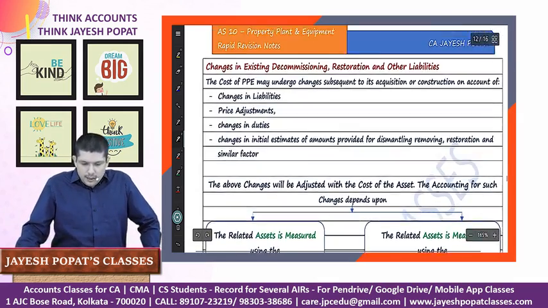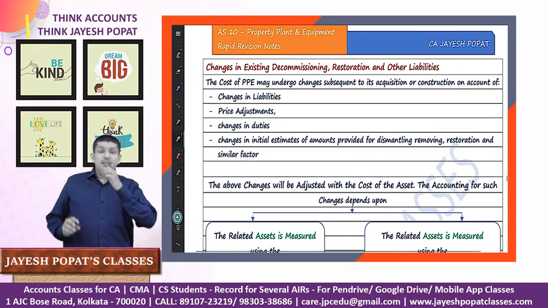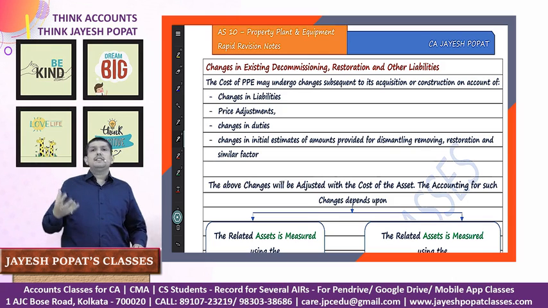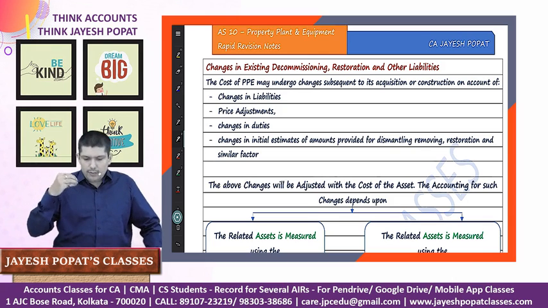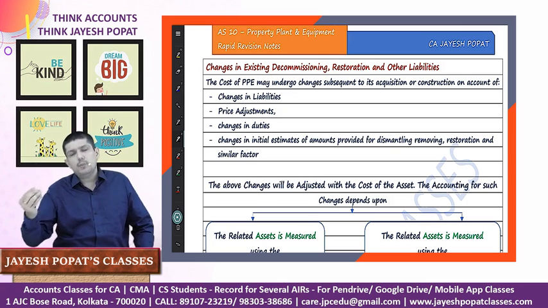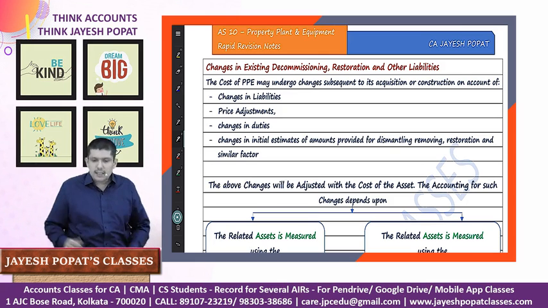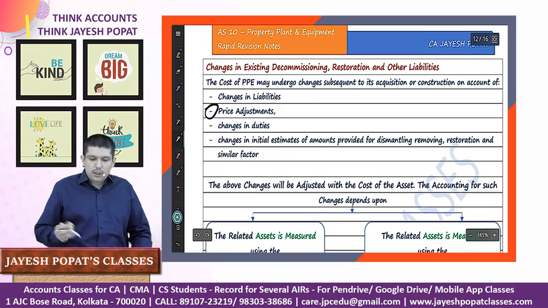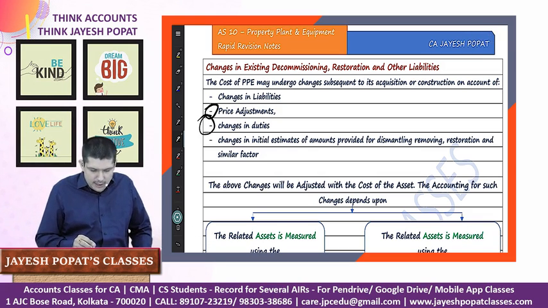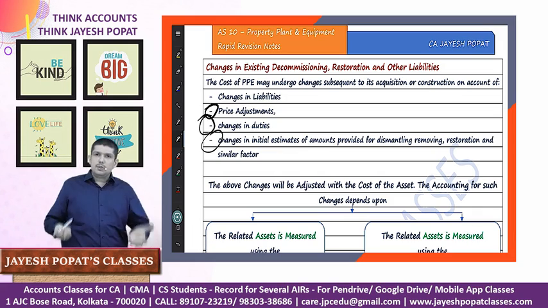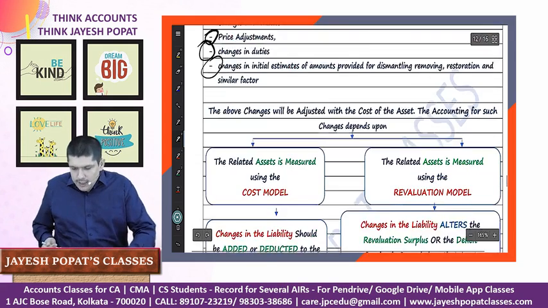Then, see, there could be certain scenarios in which the cost of the asset or the value of the asset changes. Why does it change? Right, we had seen that you have to put in the estimated value of dismantling, removing and restoration of site. That estimate may change. There might be certain price adjustment with your vendor. There could be certain duties which would be levied on that asset, right? So there are several circumstances in which the value of your asset could change. How would you deal with that change?